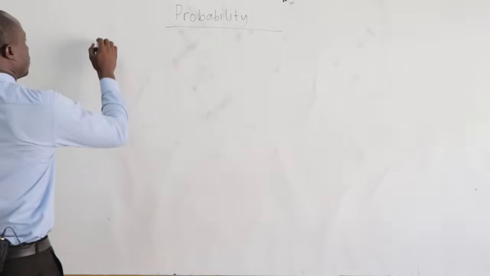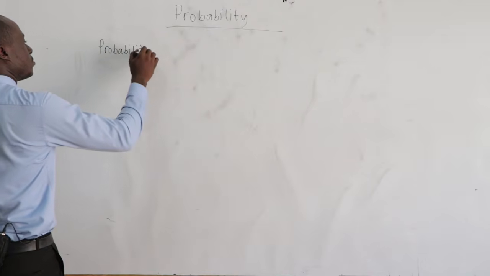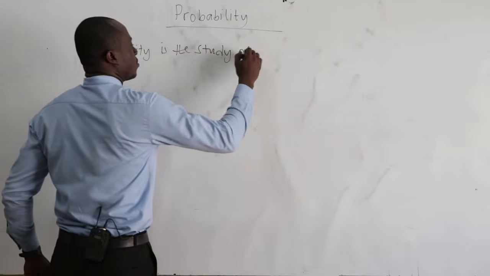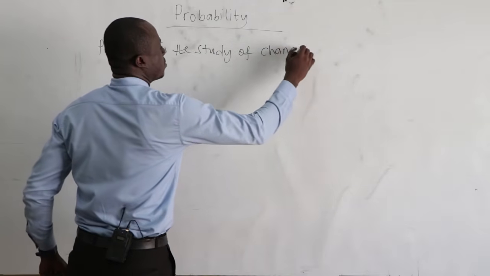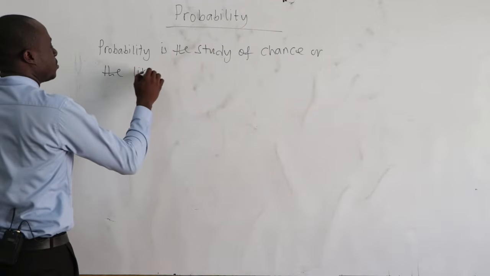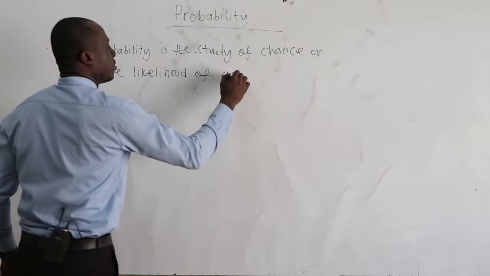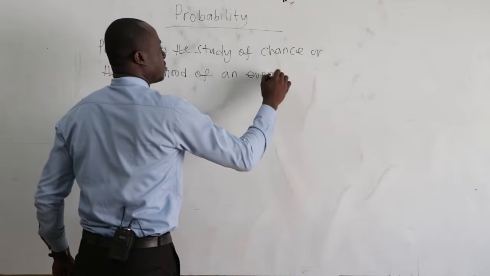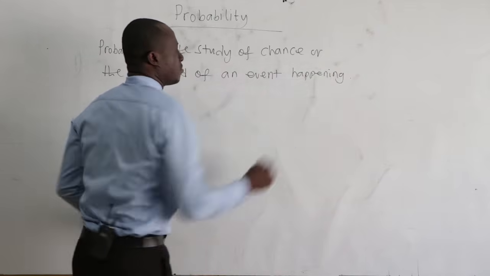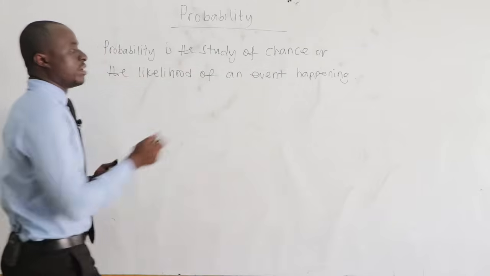So we say that probability is the study of chance or the likelihood of an event happening. So as we define, probability is the study of chance or the likelihood of an event happening.